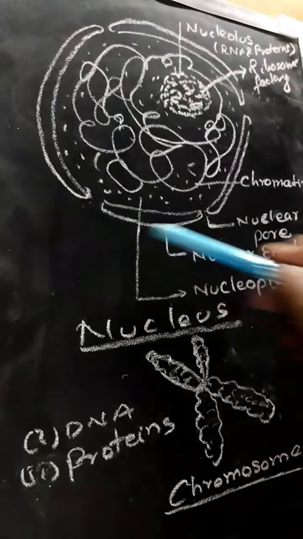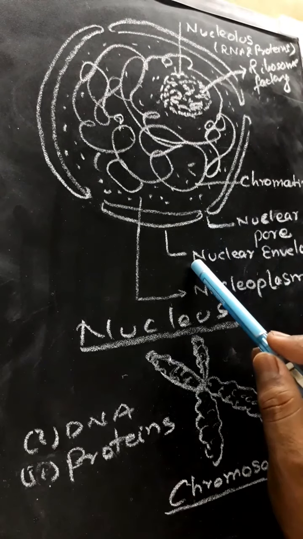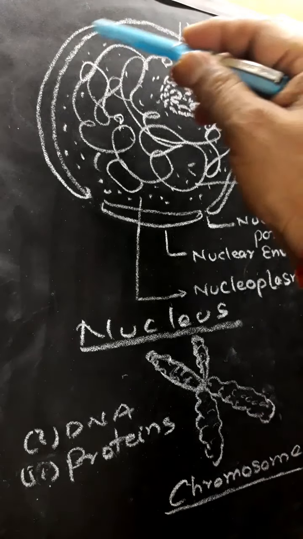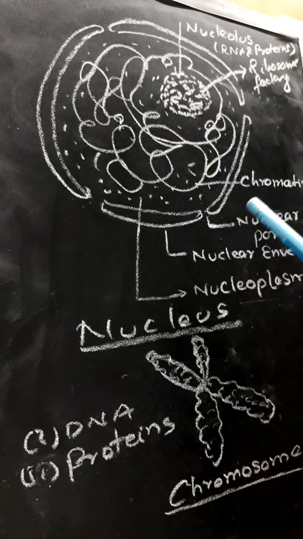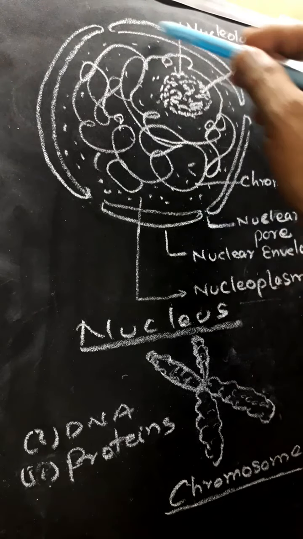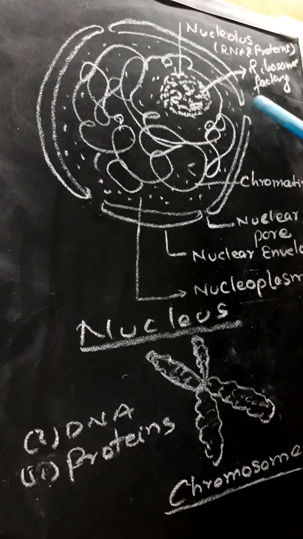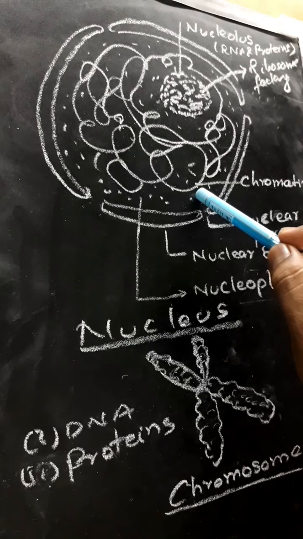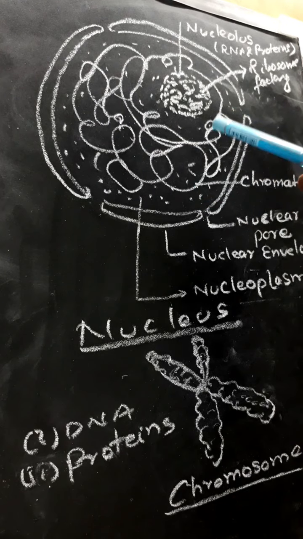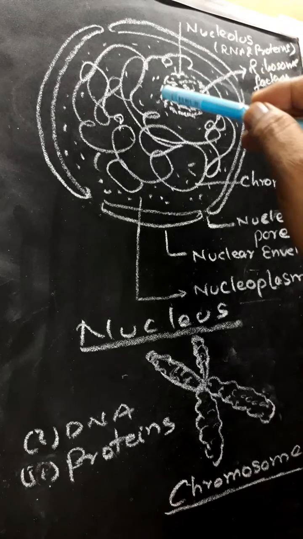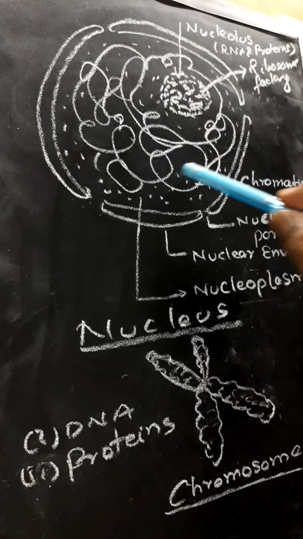Here we are going to see about the nucleus. The nucleus is surrounded by a boundary called the nuclear envelope. Inside the nucleus there is a ground liquid substance called nucleoplasm. Now there are small gaps in the nuclear envelope called nuclear pores, which allow the transfer of material from the nucleoplasm to the cytoplasm. This nucleoplasm is embedded with two structures. One is the nucleolus and the other is this entangled thread-like structure called chromatin material.